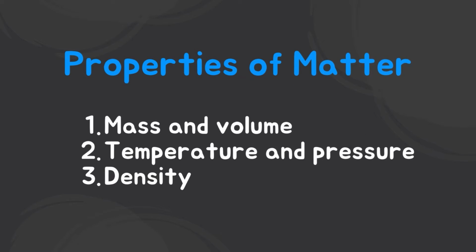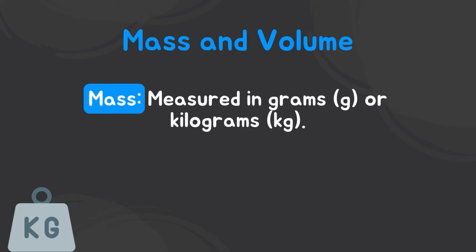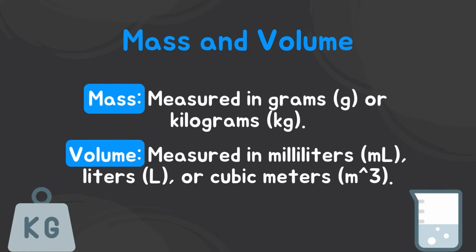Now let's talk about the properties of matter, because it is very important in how we understand chemical reactions. There are many properties of matter. Let us cover some of them. Mass and volume. Mass is measured in grams or kilograms. Volume is how much space an object takes up. Volume can be measured in milliliters, liters, or cubic meters.